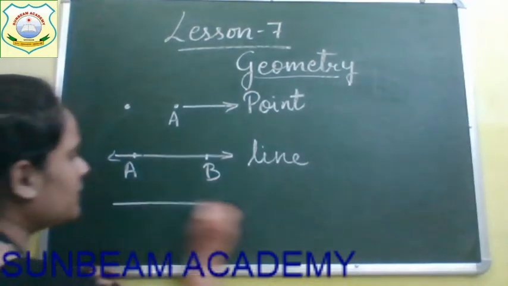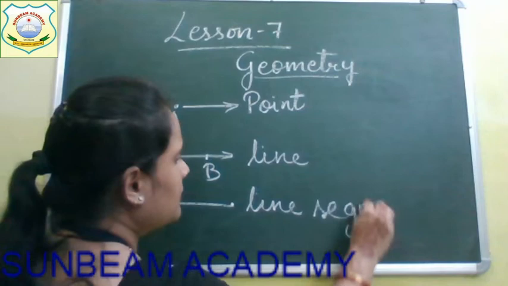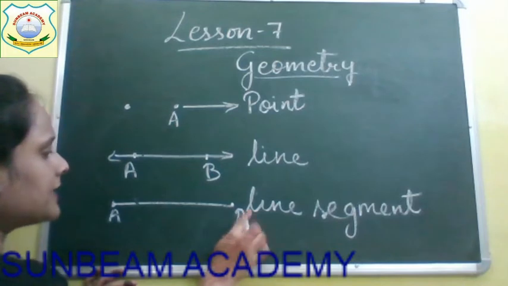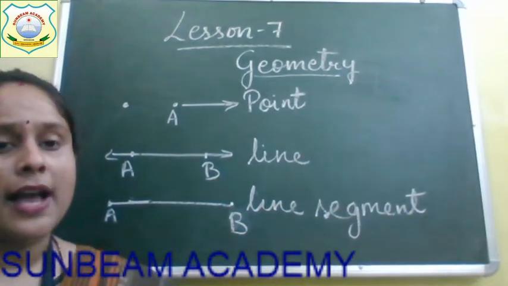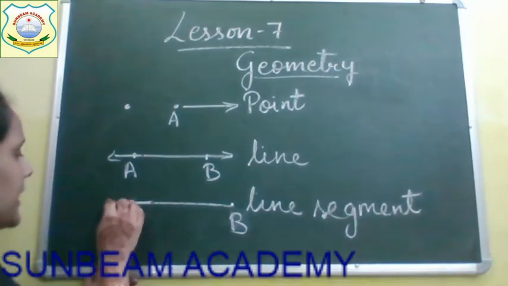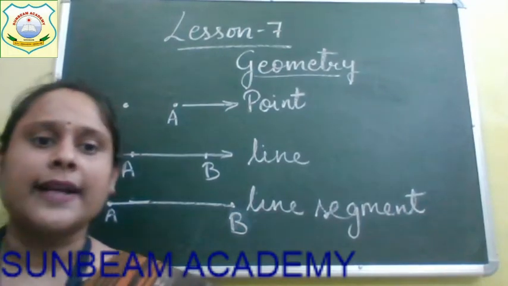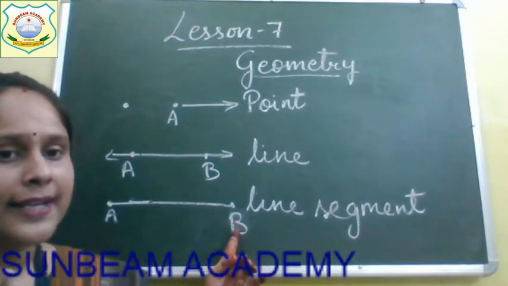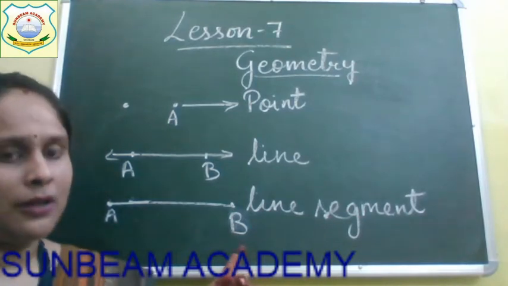Then comes the line segment. A line segment has two endpoints. A line segment always has two endpoints and it has a fixed length. It is drawn to a fixed length. This is a line segment. This is an example of a line segment. It has two endpoints. See, I have not made arrows. Why? Because arrows show that it can be extended. But in the case of a line segment, it has two endpoints and it cannot be extended. It will be drawn of the same length as what we are given.